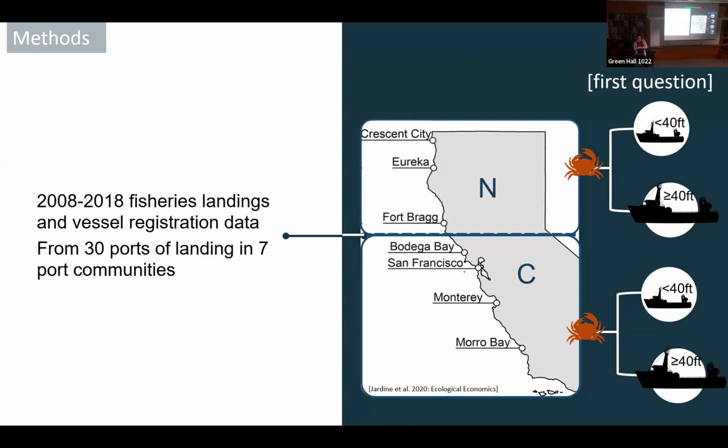And then to answer our first question about how crabbers responded to the harmful algal bloom, we considered responses by vessel size class because we knew that's how the economic impacts were broken up. And so we grouped landings according to larger vessels, which would be over 40 feet in length, and smaller vessels that are under 40 feet in length.